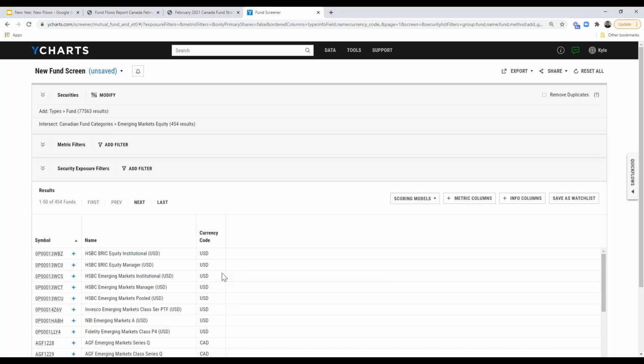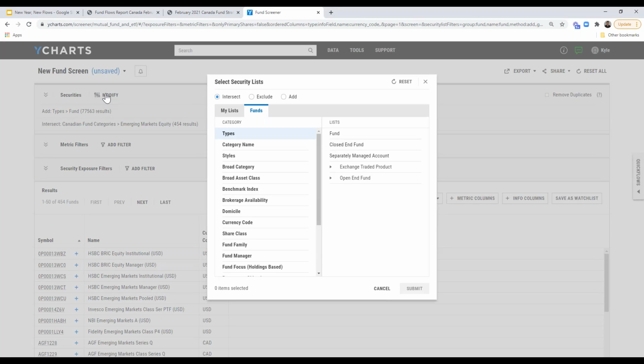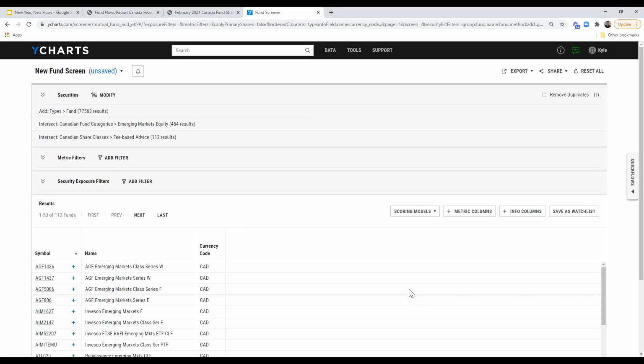And now we're looking at a list of 454 emerging market equity funds. Very similar to what I mentioned earlier within that comp tables tool, I can go back to modify and I can actually choose the specific share class that I'd like to look at. So I go to modify, share class, Canadian share classes, and maybe I just want to see the F shares. Select it, click submit. Now we're down to 112 funds.